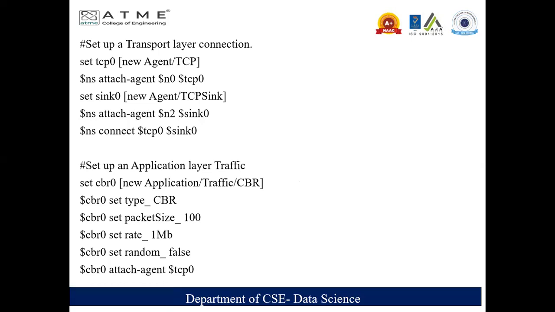Now I'm setting the application layer traffic. CBR is a subclass under the application layer. So for application traffic CBR, I'm creating the object called CBR0. The type which we are using is CBR, and the packet size is 100. The rate at which it has to be sent is 1 MB. We are not going to use any random file, so I'm setting random as false. And finally, we are attaching the agent to TCP0.